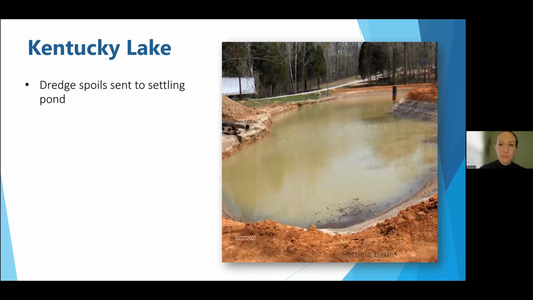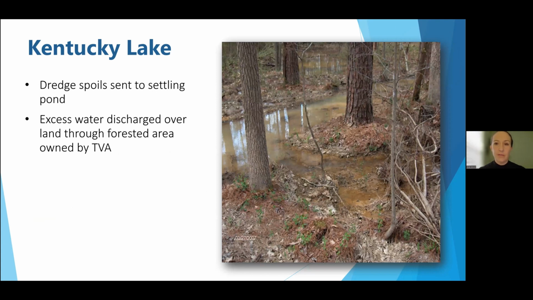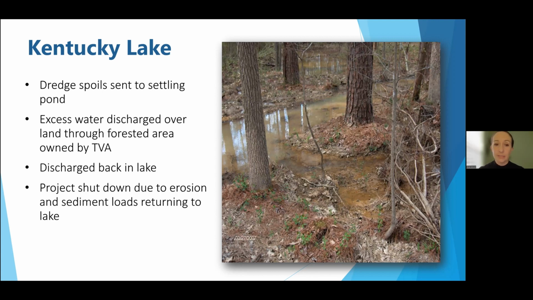So the original plan was to send the dredge spoils to a settling pond, which is pictured here. And then from there, they were going to take the overlying water and discharge that through a forested area that was owned by the Tennessee Valley Authority. And the idea was that this was going to work to filter the sediment and slow that flow down and work as a natural filter, so that it would get the sediment out before it discharged back into the lake.